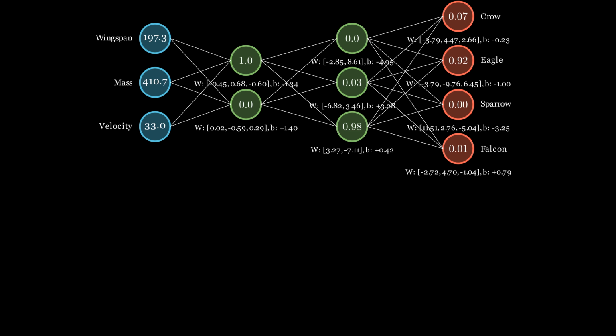You can check that all the outputs are between 0 and 1 and sum up to 1. We can also see that the eagle class has the highest probability, aligning with the actual label of the data. That means our model correctly predicted the bird species.